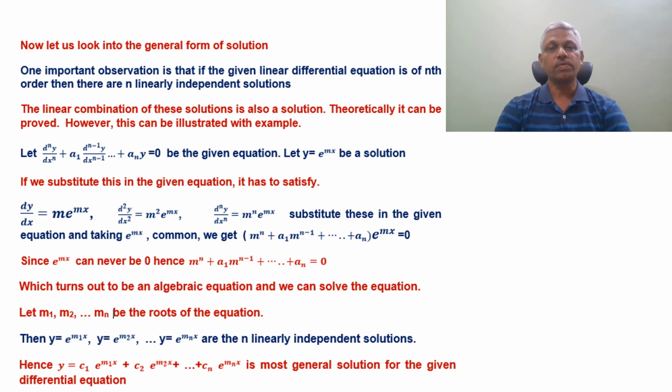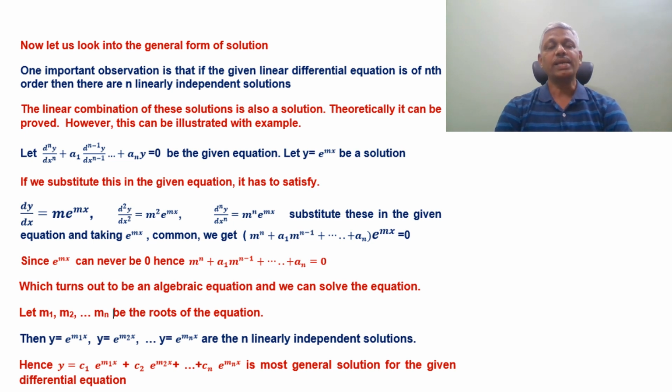But this is an algebraic equation involving a variable m and the order is n. Now we know how to solve an algebraic equation, right? So if we solve this equation, there will be n roots for the equation. Let us assume that m1, m2, and so on up to mn are the roots of the equation. Then, because of our assumption that y is equal to e^(mx) is a solution, for each of these roots we will have n solutions. So y is equal to e^(m1 x) is one solution, y is equal to e^(m2 x) is one solution, and so on, y is equal to e^(mn x) is also a solution.